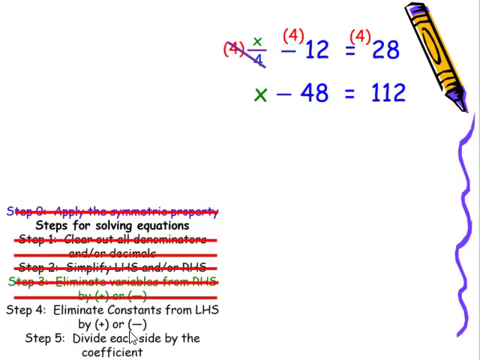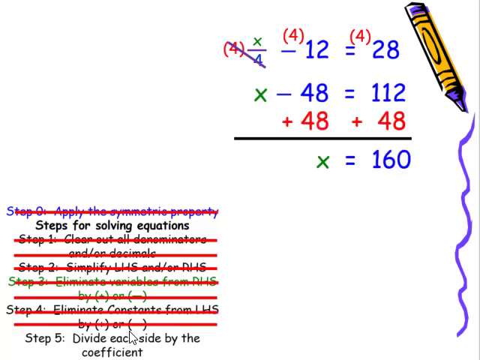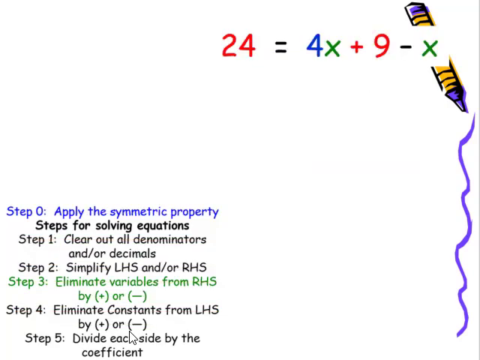We'll eliminate that constant, the minus 48. What will undo a minus 48 would be adding 48 to both sides. Step number 4 is complete, and we won't have to do step number 5 since the coefficient is 1. The previous problems we worked on are considered 2 steps. This one will be considered a multi-step.